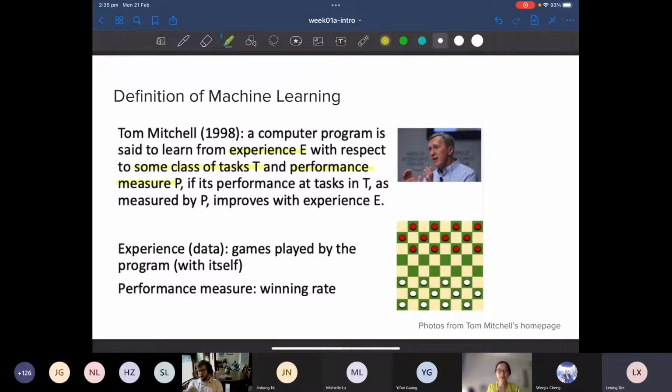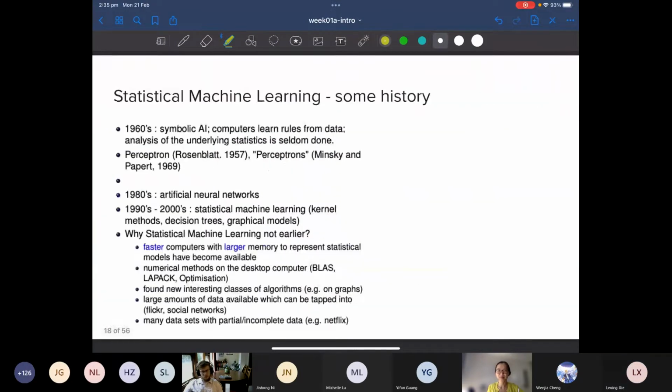And in this particular case, the games played by machines and humans are called data. And which is interesting.